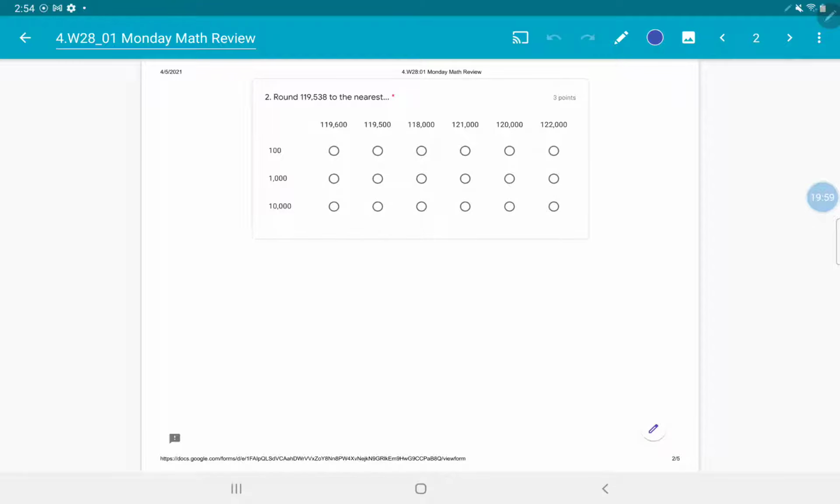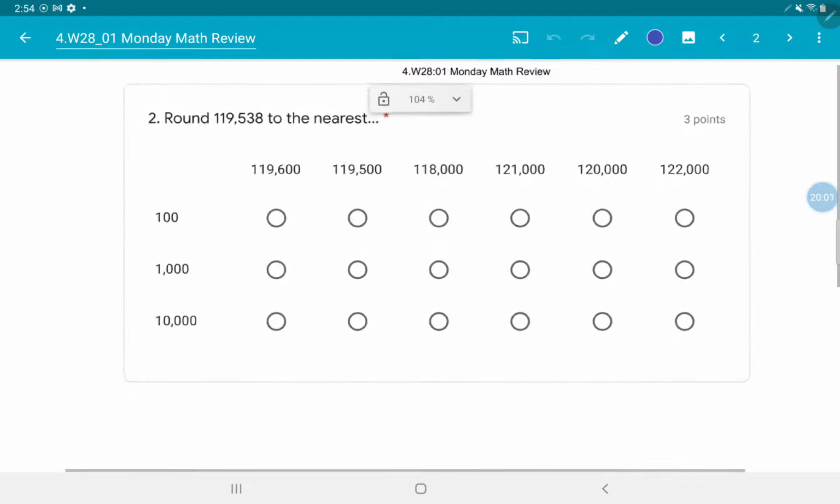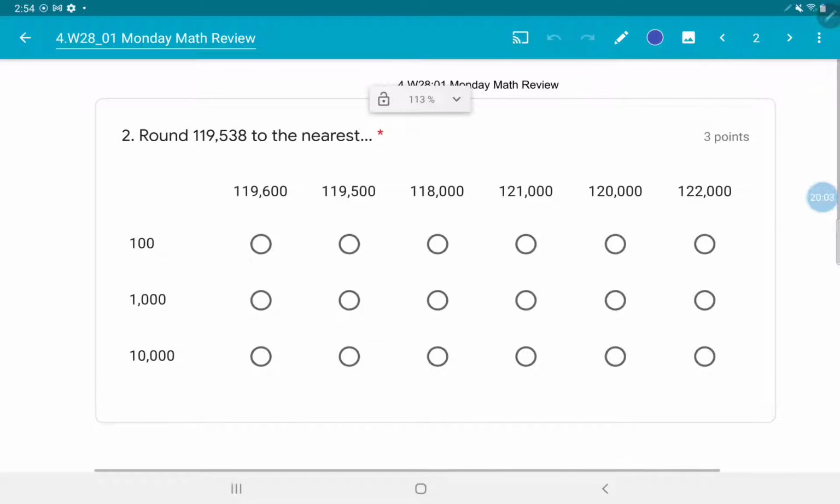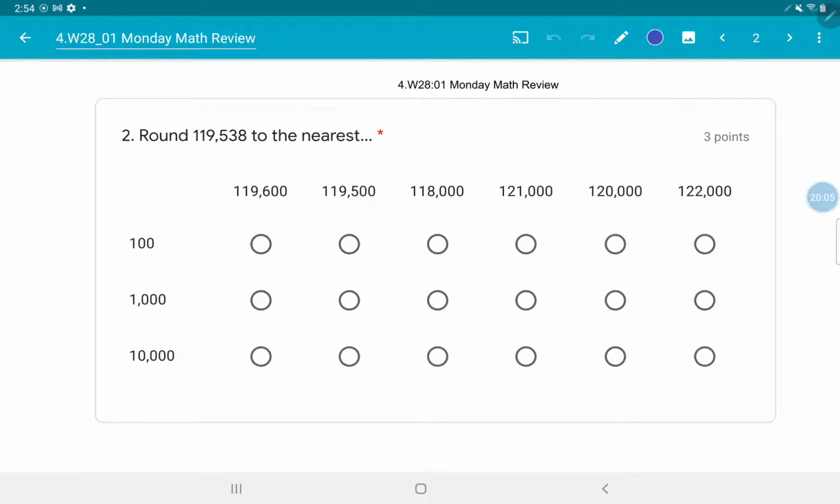Next, we have some rounding. Easy. We're rounding the number 119,538 to the nearest hundred. What digit do I have in my hundreds place value, Jaden? 500.